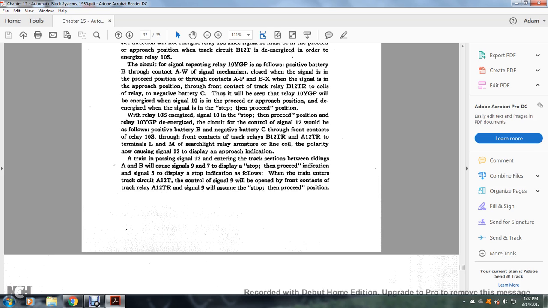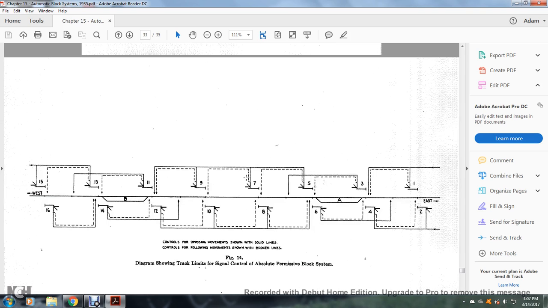A train passing signal 12 and entering the track sections between sidings A and B will cause signals 9 and 7 to display a stop, then proceed indication. Signal 9 is caused to display the stop indication when the train enters track circuit A12T, with the control of signal 9 opened at the front contact of track relay A12TR, and signal 9 will assume the stop, then proceed position.